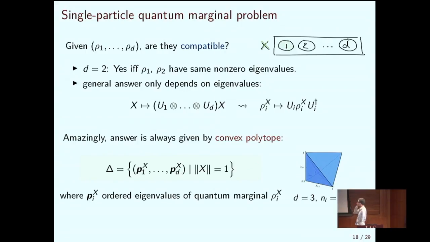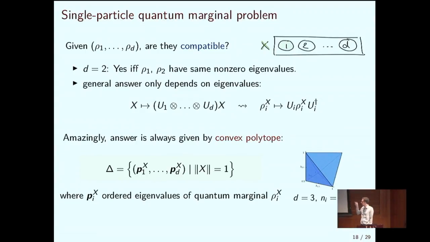Let's observe that if we have d particles, not necessarily 2, then again the answer to this compatibility question, when are the rho i's compatible or not, depends only on the eigenvalues of the rho i's. And here's the proof. If you take your global tensor x and apply a tensor product of unitaries, u1 to ud, to your x, then what happens to these marginals is exactly that the ith marginal will be conjugated by the ith unitary, so that's an operation that leaves the eigenvalues invariant. That shows that in the end you only have to care about eigenvalues.